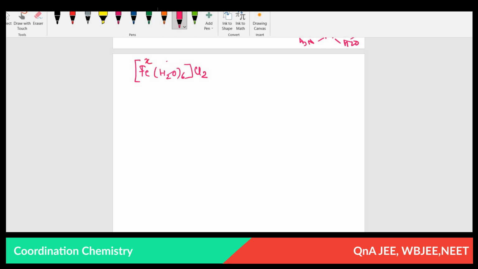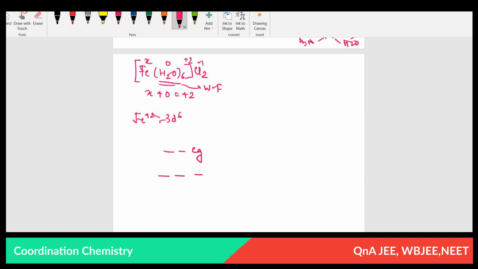Now water is a neutral ligand, so it will have a charge 0, and Cl has a charge of -1. So 2Cl means -2. So for this entire complex to be neutral, the charge should be +2. Right? So X plus 0 will be +2, whereas we get that Fe is in +2 oxidation state. So Fe2+ means what? Basically d6 system, 3d6. Right? Now this is a weak field ligand. So there will be no pairing initially. And it's an octahedral complex, 6 ligands.